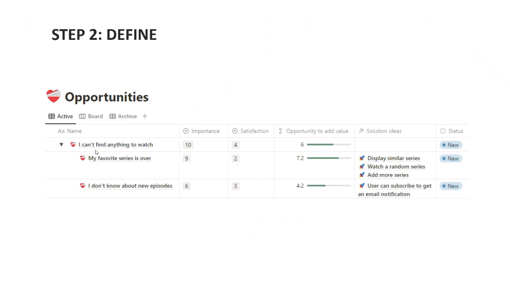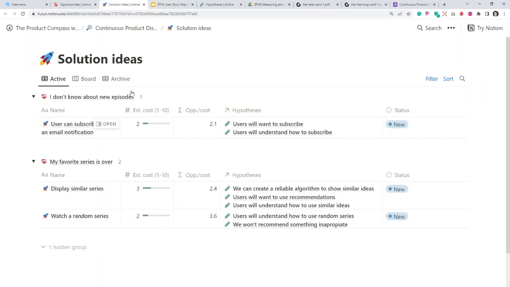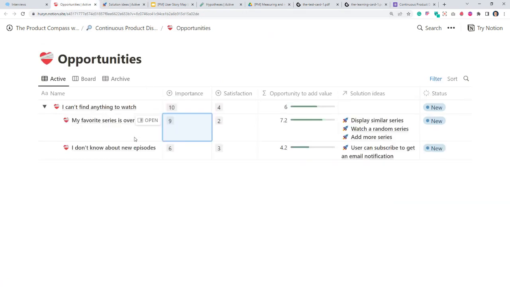Once we define opportunities, once we calculate those points and we know which opportunities can be prioritized, like this one here, so this is the opportunity that can be prioritized. The next step is to brainstorm, ideate, and think how we can solve those problems. So for this, I have another view. Solution ideas. So you can also do it from this upper layer.